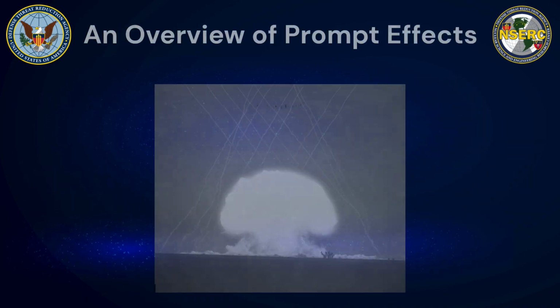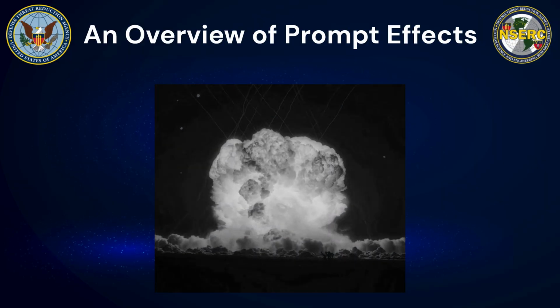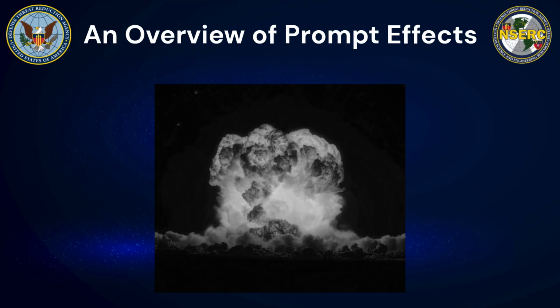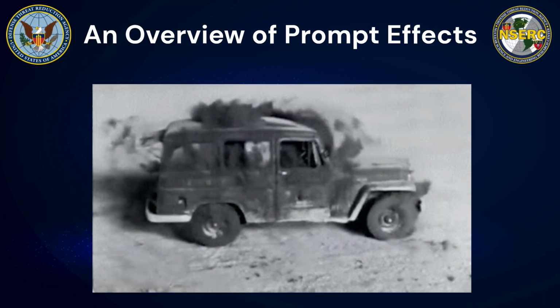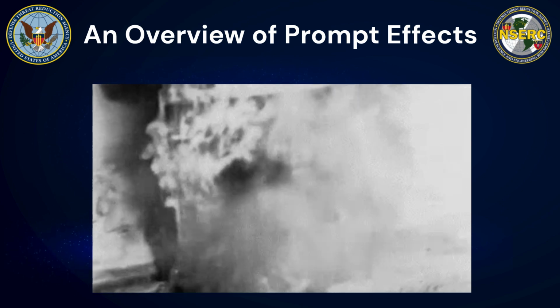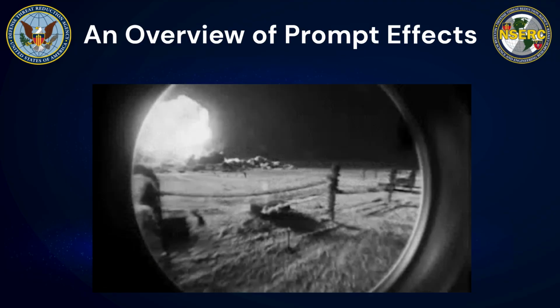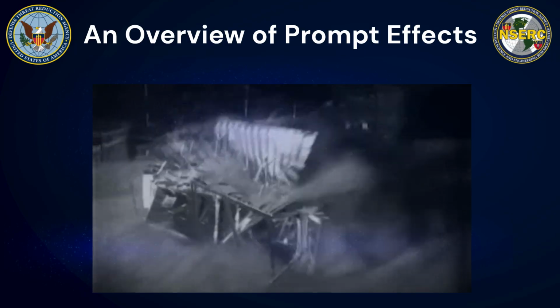This presentation is entitled An Overview of Prompt Effects. The purpose of this briefing is to introduce the three principal outputs that rapidly follow from nuclear weapon detonations occurring within the Earth's atmosphere, as well as the general physics that cause them. An overview of these topics will better prepare viewers for future, more detailed presentations on each of these effects, as well as their associated phenomena.